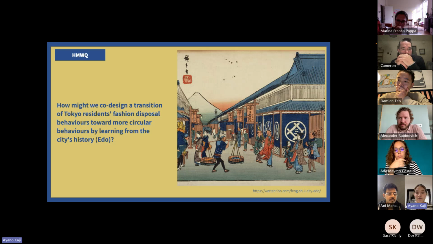And moreover, according to some surveys, Japanese people are one of the least conscious countries about sustainability. So my question is, how might we co-design a transition of Tokyo residents' fashion disposal behaviors toward more circular behaviors by learning from the city's history, Edo?